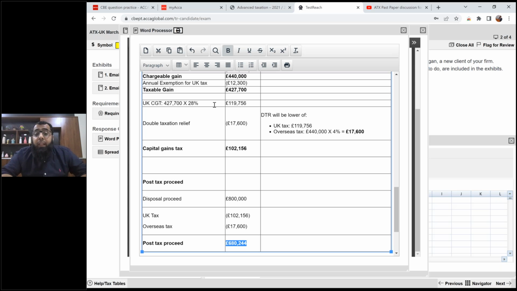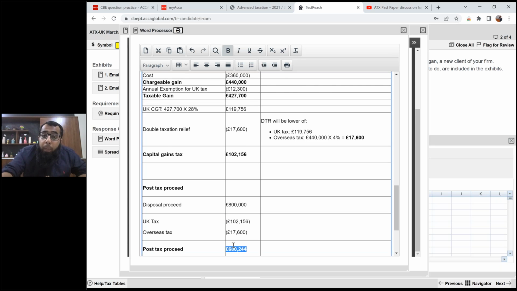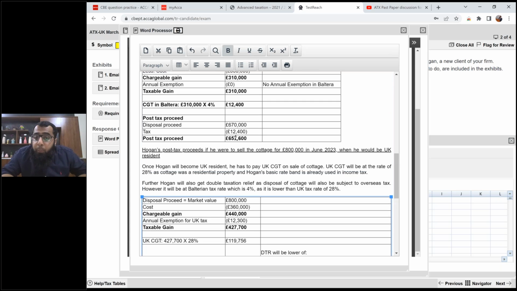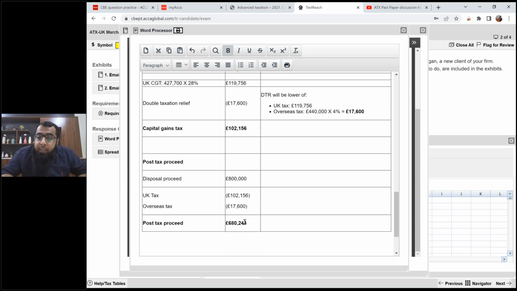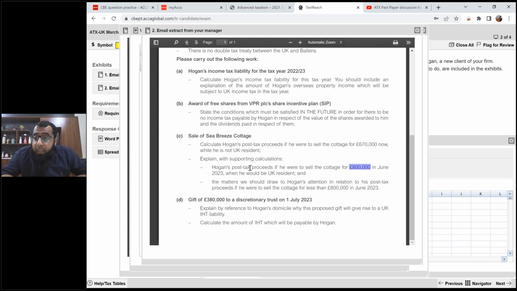Now, UK CGT was at 28%. There was double taxation relief because there was overseas tax also. The UK tax was 102,156. Disposal proceed less the UK tax and less the overseas tax gives us the post-tax proceed. In the above situation, the post-tax was 657,600. And here the post-tax is 680,244.